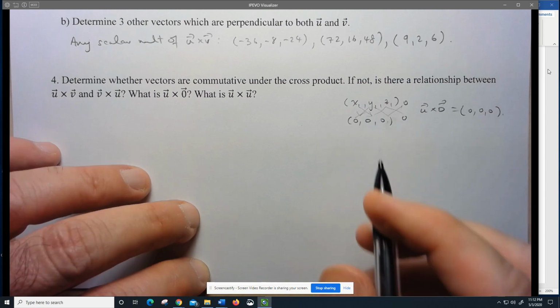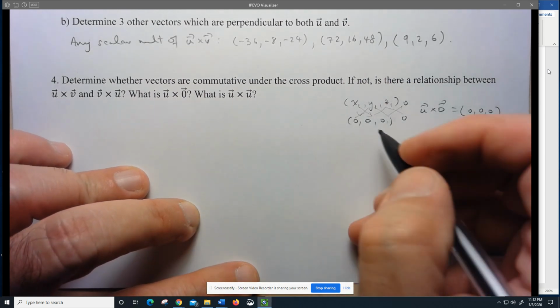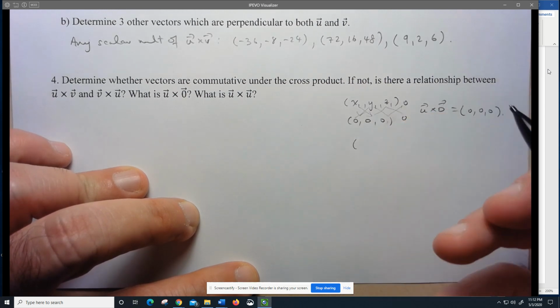Let's take, say, u cross itself. Let's see what happens. So I won't use the ones here since they're the same vector.